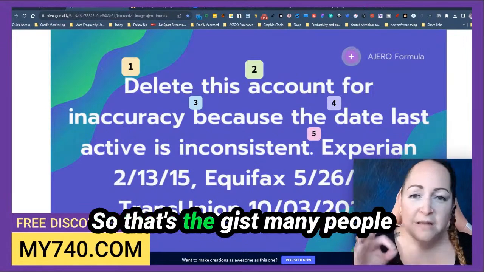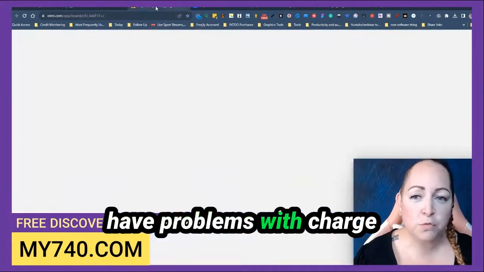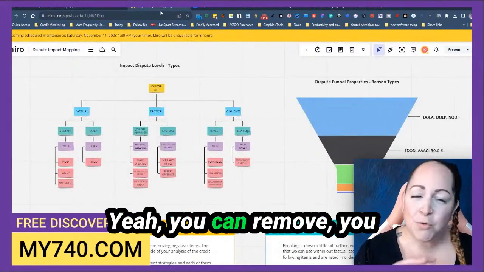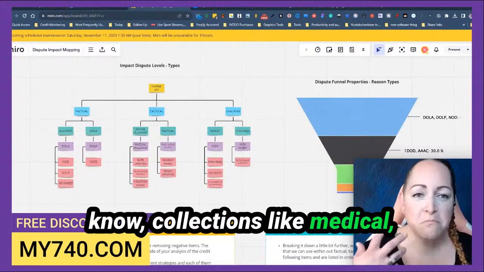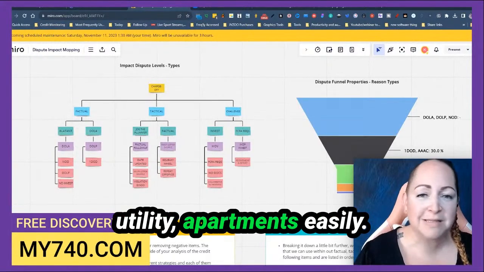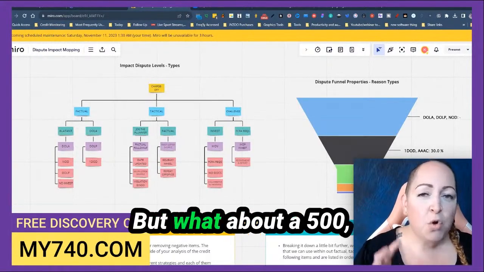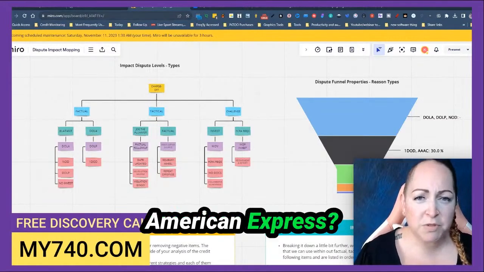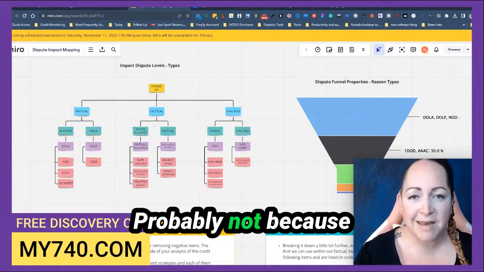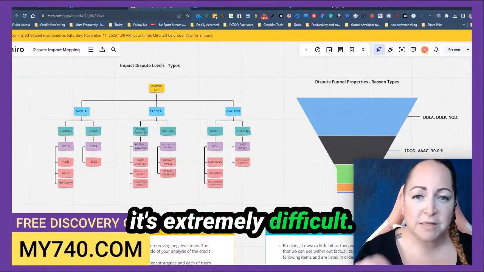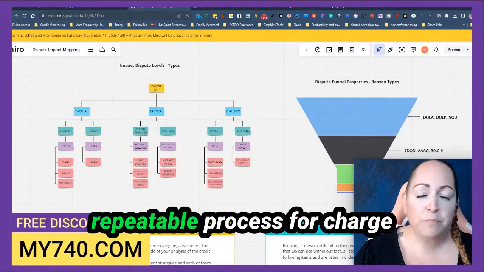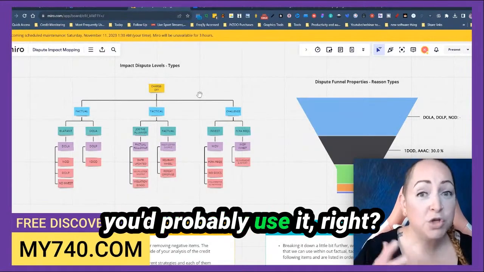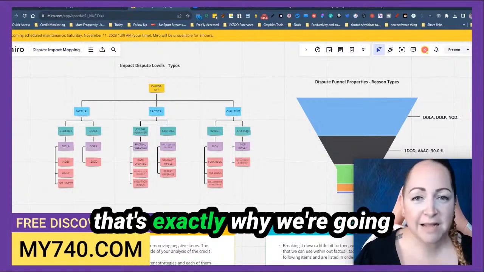So that's the gist. Many people have problems with charge-offs, and that's why we are specifically going over this. Yeah, you can remove collections like medical, utility, apartments easily. Anybody can. But what about a $500,000 charge-off with American Express? Do you know how to do that? Probably not, because it's extremely difficult. But what if you had a repeatable process for charge-offs and any other account? You could probably use it. Right? Right. That's exactly why we're going over this.